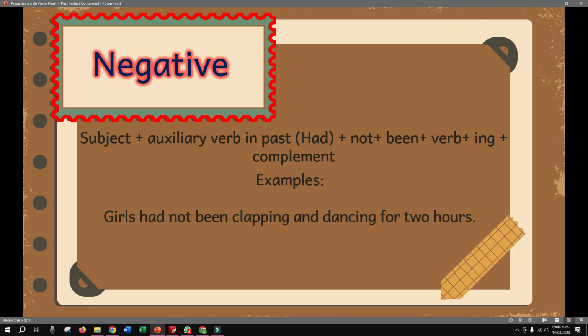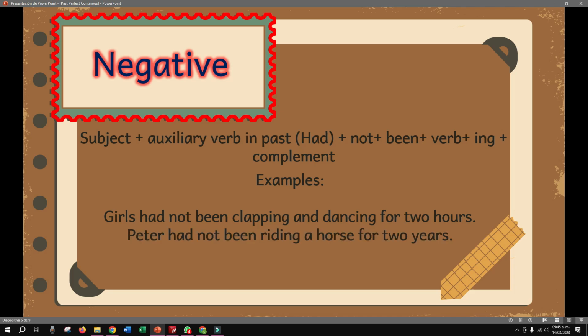Girls had not been clapping and dancing for 2 hours. First, subject, girls. Then you have the first auxiliary. The had not, that will be the negative form there. And also the verb to be in past participle, the main verb. We can have two of those. So clapping and dancing and the complement. That will be that, right?